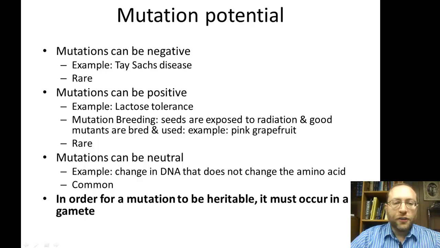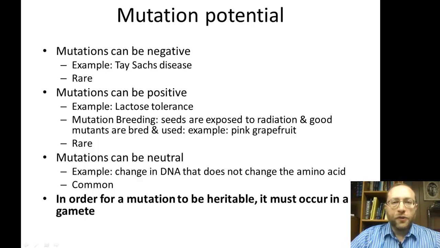Another way that mutations can be positive, and this is used in agriculture, is something called mutation breeding, where there are certain things that can cause mutations. We'll get into more detail later, and among that would be radiation, like X-rays. They expose seeds to radiation. The good mutants, the ones with the beneficial mutations, are then bred, and then they're used for food products or other things. An example of that would be pink grapefruits.